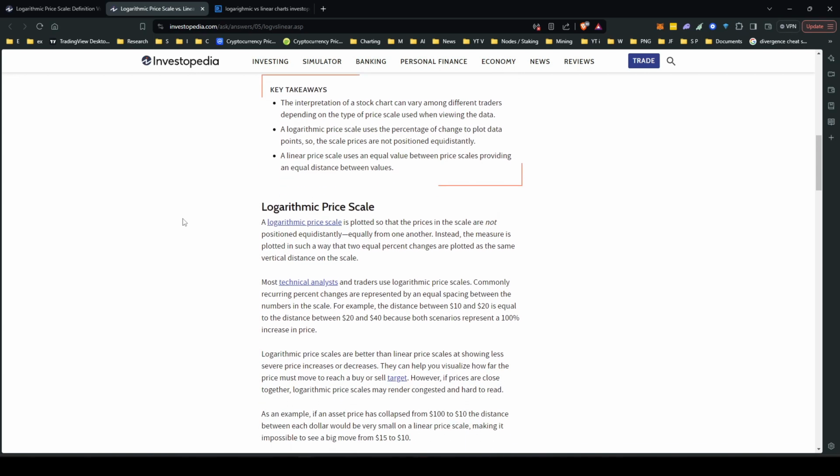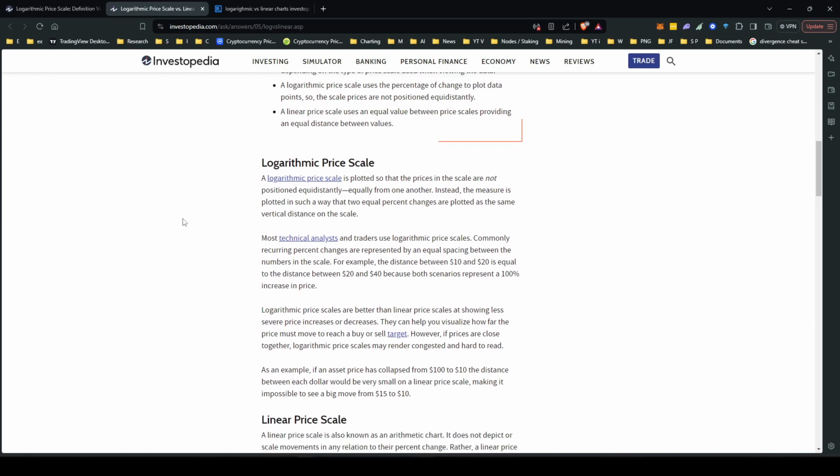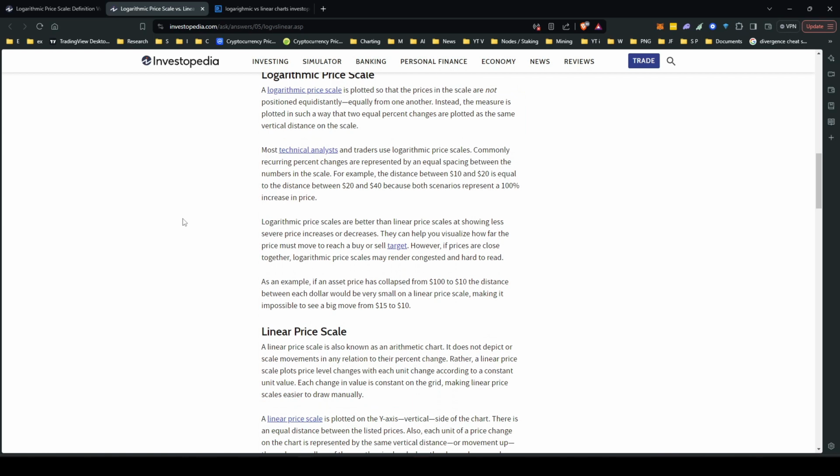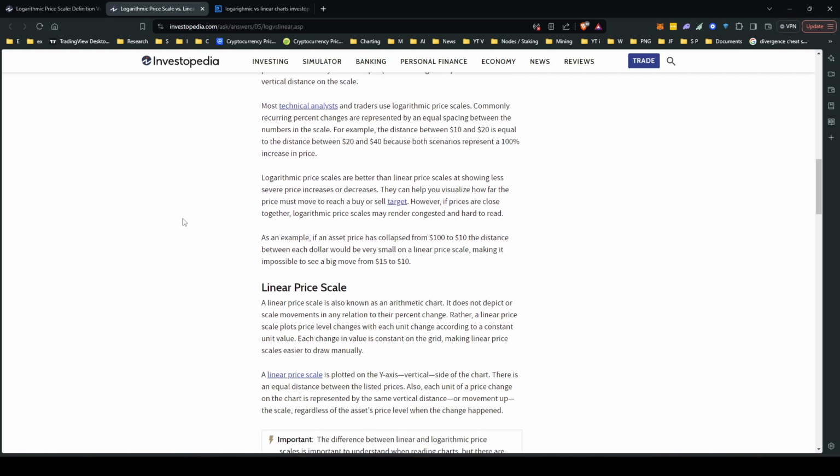Today, we're going to dive into the most debated topic in crypto trading: logarithmic versus regular linear charts. We're going to break down both the pros and the cons of each to help you decide which one is best for your trading strategy.